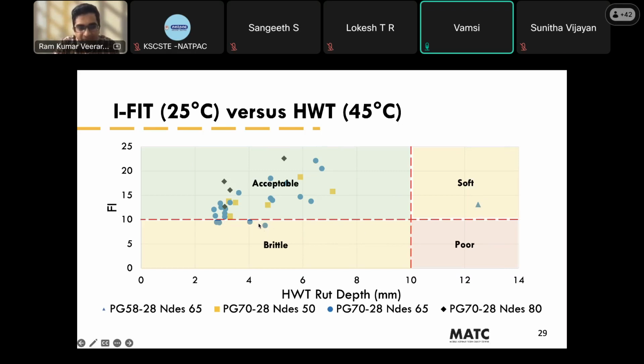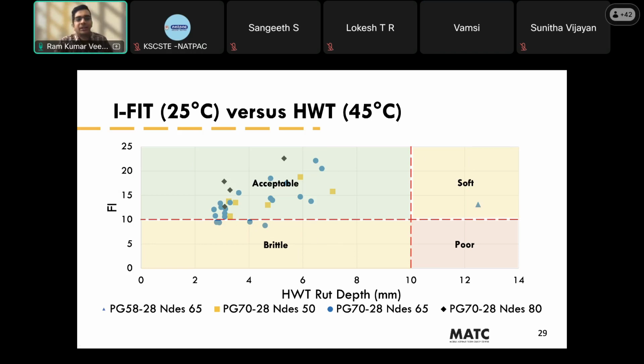So in these kinds of conditions, how can one select, because these mixes satisfy the criteria? How can I ensure that one will perform better as compared to the others, because it is the same binder and the same mix? So how can we select the particular one?